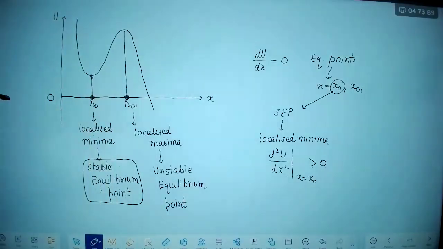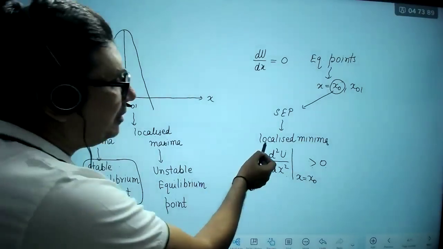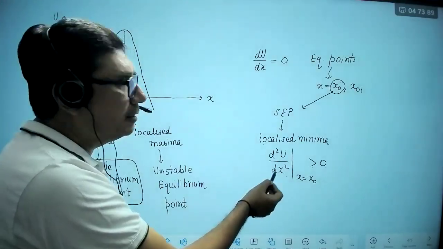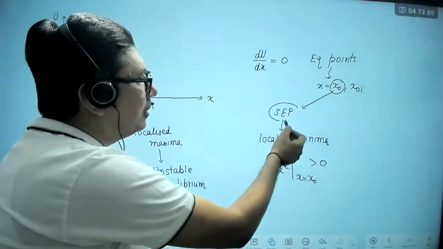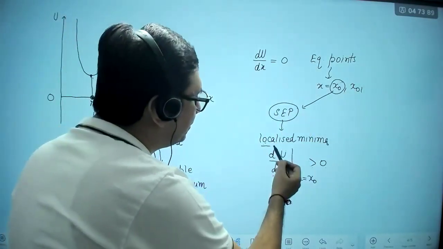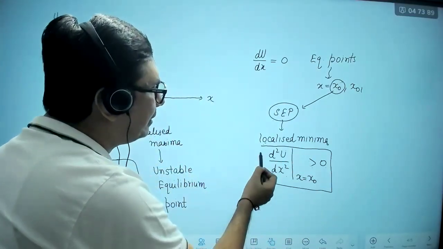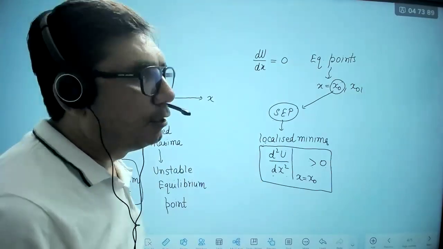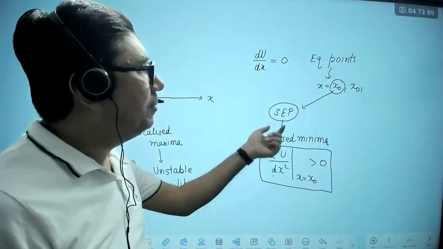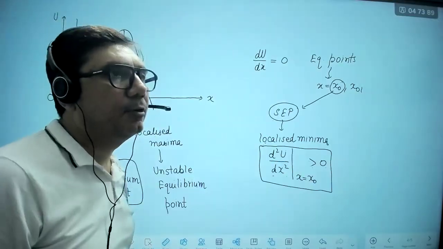Because this is the condition of minima. So localized minima is going to satisfy this condition. So the condition for a stable equilibrium point will be this. Stable equilibrium points you are finding at the position of localized minima. So the condition of localized minima will be the condition of a stable equilibrium point.